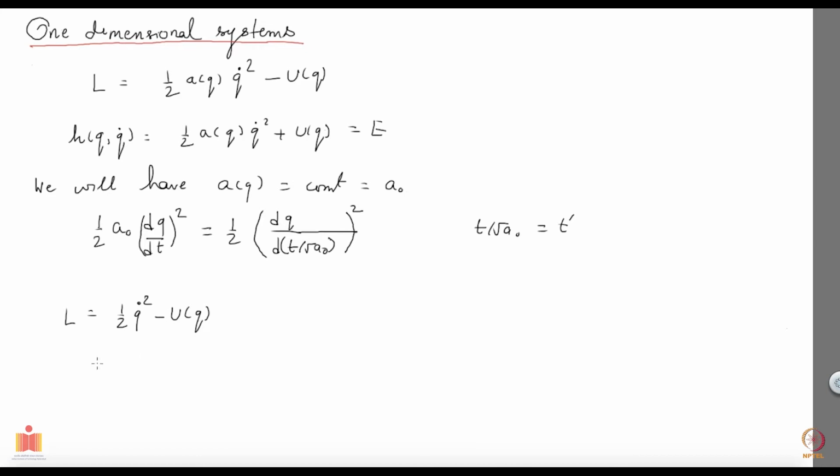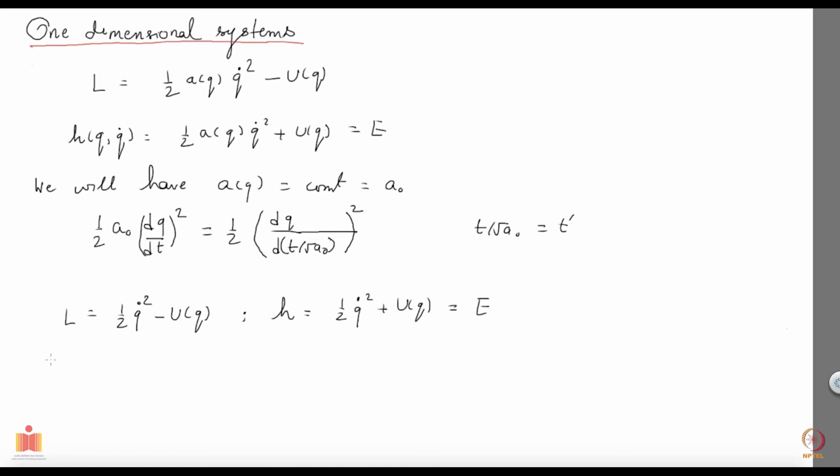That's good. And now your Hamiltonian, or the energy function, H will be half q dot squared plus U of q. Perfect. Now we want to solve this system in general, but I don't need to set up the equations of motion using Euler-Lagrange equations, because I can use this integral of motion and set up a first order differential equation.